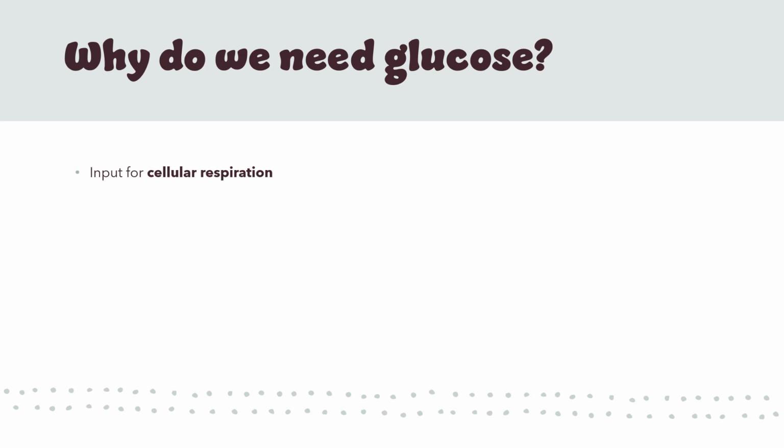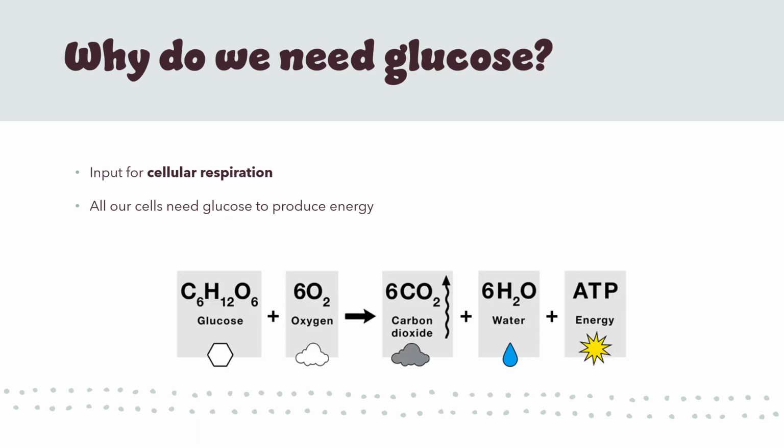Why do we need glucose? It is an input for cellular respiration, and all our cells need glucose to produce energy. So this is a simple equation for cellular respiration, which you will go into much more detail of in year 12. I don't need you to know this equation. All I need you to know is that all our cells undergo cellular respiration, and this is the way that we produce energy. And one of the inputs for cellular respiration is glucose. So glucose is very, very important. All our cells need it.